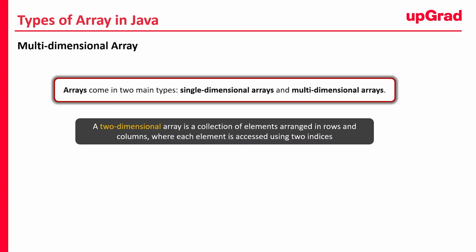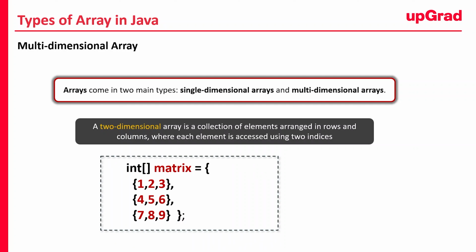A two-dimensional array can be thought of as a table or grid with rows and columns. You access elements using two indexes, one for the row and one for the column. So as you can see on the screen, 1, 2, 3, 4, 5, 6, 7, 8, 9. Basically here also the rows and columns numbers start from 0, not 1. Just keep in mind. So here 1, 2, 3 is row 0, 4, 5, 6 is row 1, 7, 8, 9 is row 2. Alright. So it goes like a matrix.